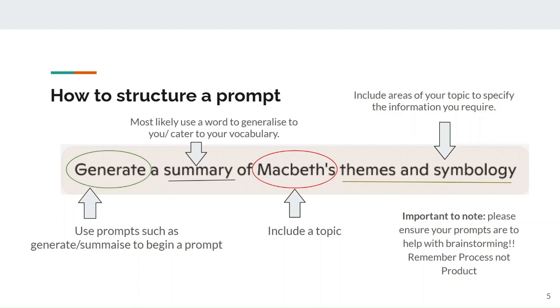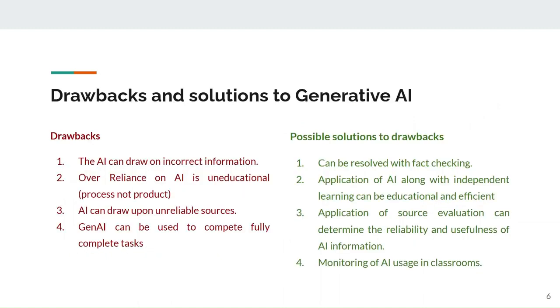Now, how to structure a prompt. On the screen is a breakdown of a prompt that can be given to Gen AI. Requests must be specific enough to ensure the information has a higher chance of being correct. Within the prompt, provide a topic and what you would like the AI to do with your topic to generate accurate results. Although AI can be used to complete assessment tasks and write essays, it must be stressed that AI usage in schools must be to assist in the process of learning or brainstorming, not to complete tasks.